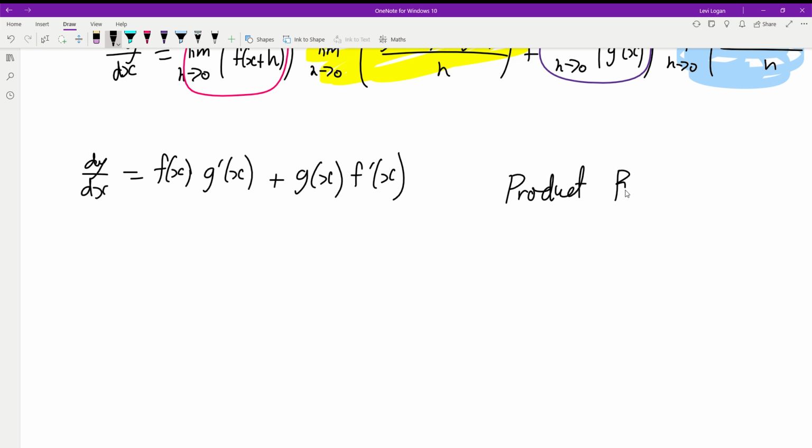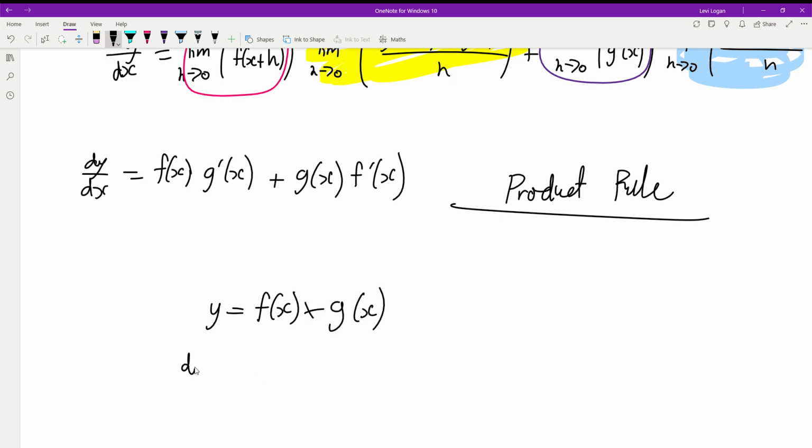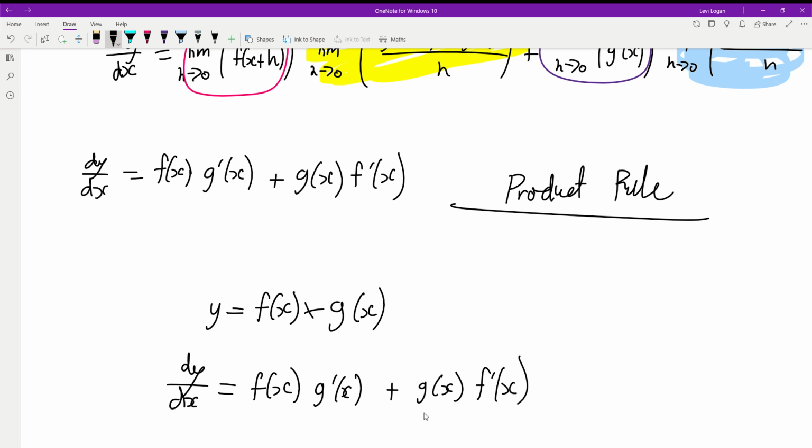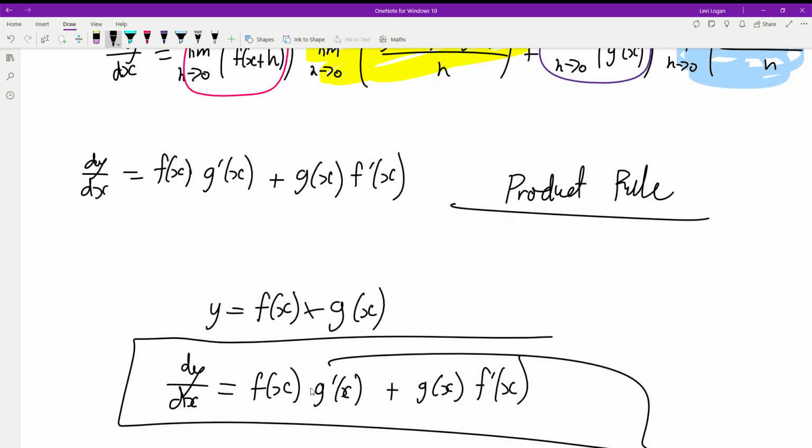Product rule. So if you have y equals f(x) times g(x), dy/dx means differentiate the first one or the second one first, and then plus the sum of the one you didn't do. So for example, leave f(x), differentiate g(x), plus leave g(x), and differentiate f(x), sorry. And that's it. Righto. That's what we call the product rule.